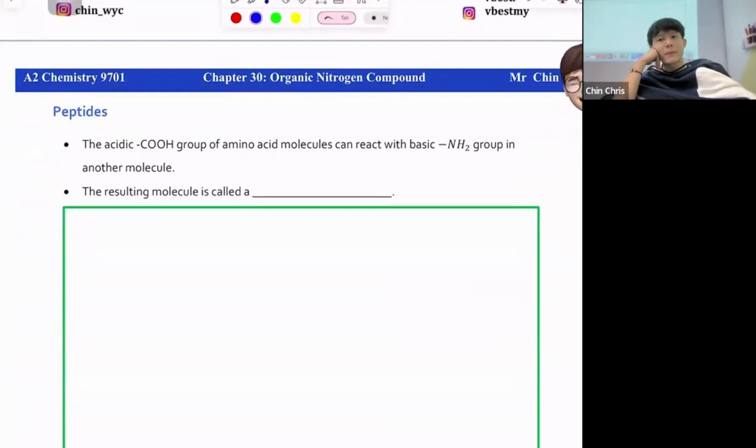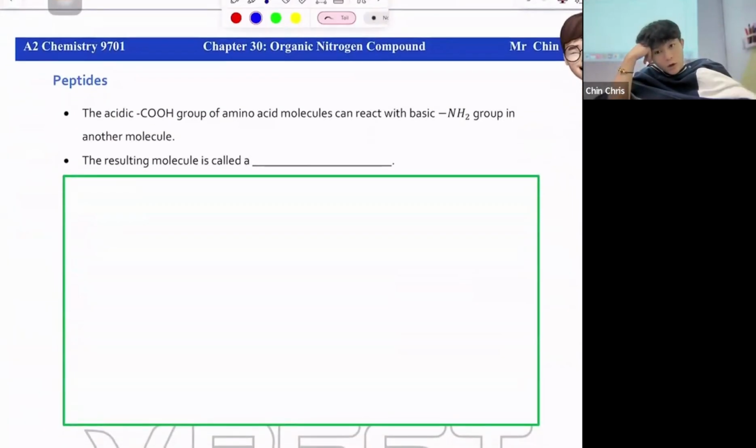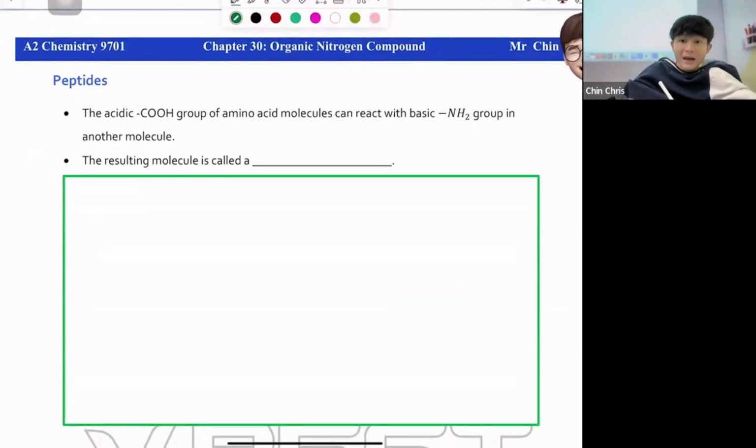Alright, guys, now let's look at peptide. Okay, for peptide, the acidic COOH and amino group will react with the NH2 group. So again, if you take two amino acids joined together, you will get a peptide.